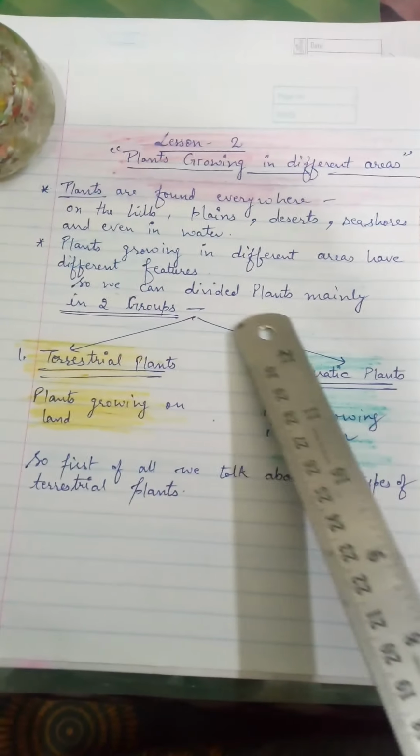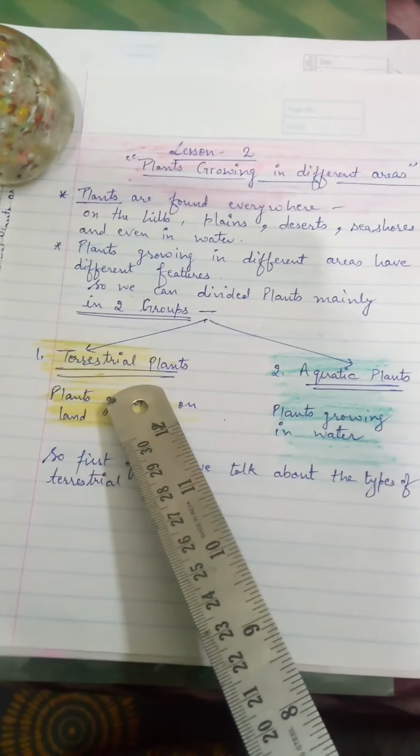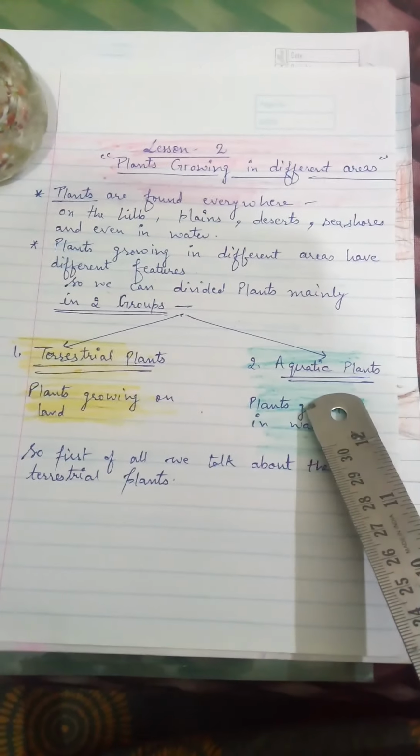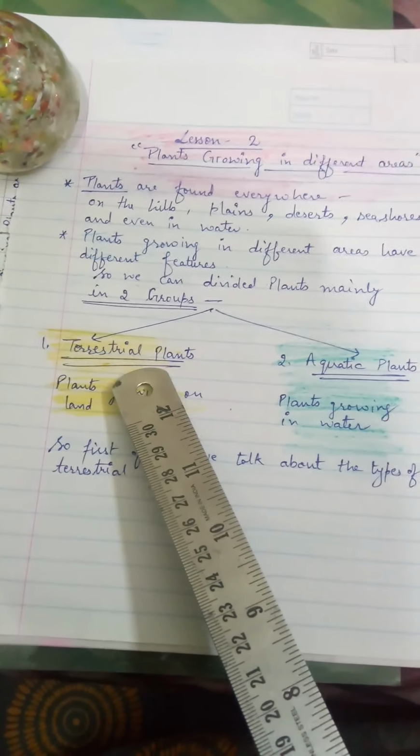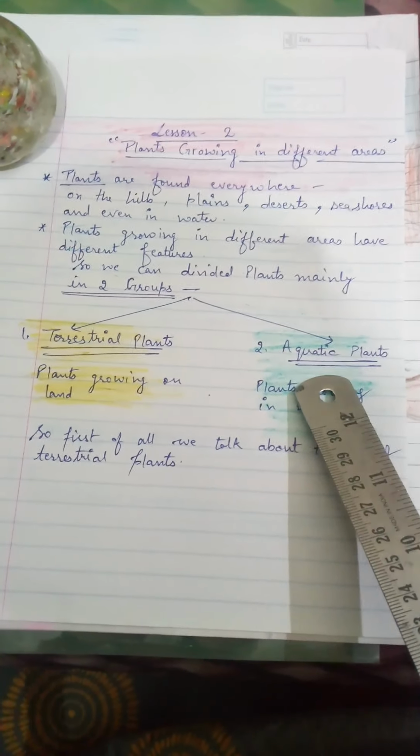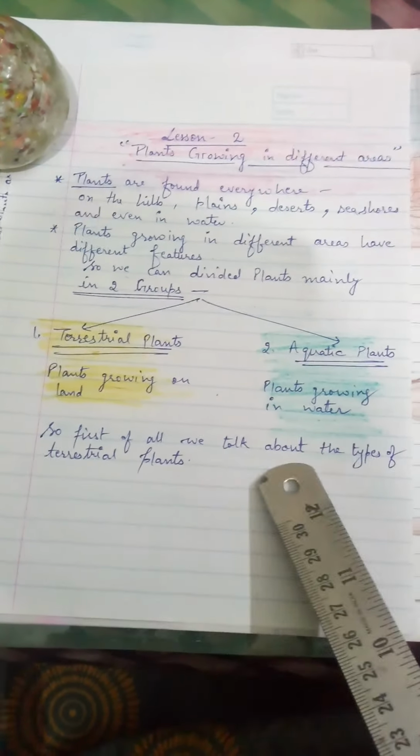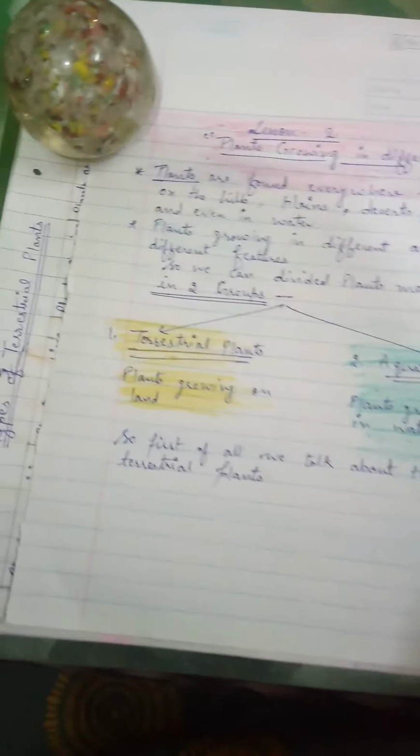So we can divide plants mainly into two groups: terrestrial plants and aquatic plants. Plants growing on land are called terrestrial plants, and plants growing in water are called aquatic plants. So first of all, we learn about the different types of terrestrial plants.